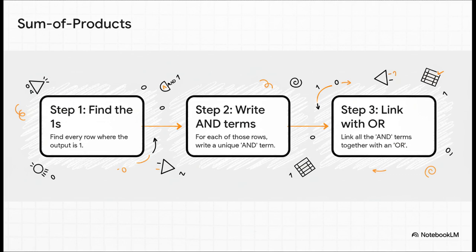There's actually a pretty straightforward method for doing this. It's a simple 3-step recipe. First, you look at your truth table and you only care about the rows when the output is a 1. Ignore everything else. Second, for each of those true rows, you write a little AND expression. And finally, you just link all those little expressions together using ORs. Come on, let's give it a try.